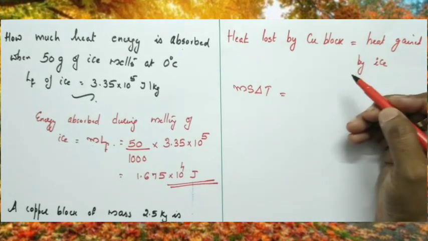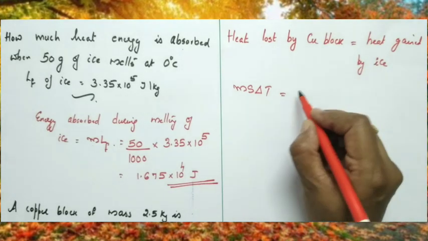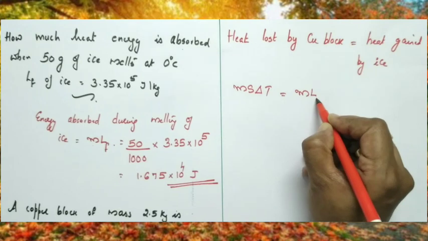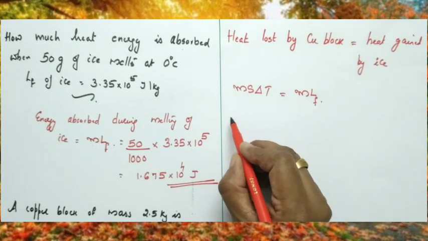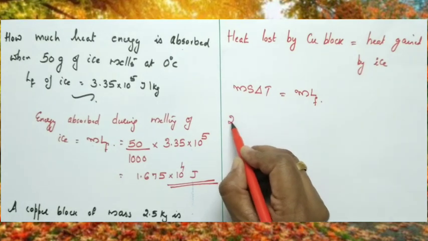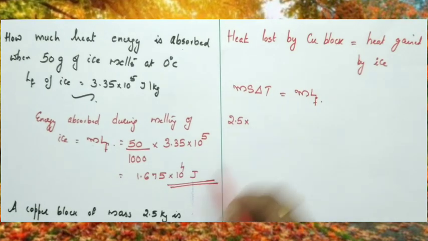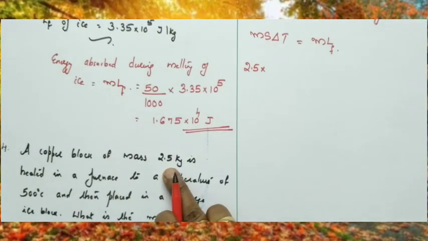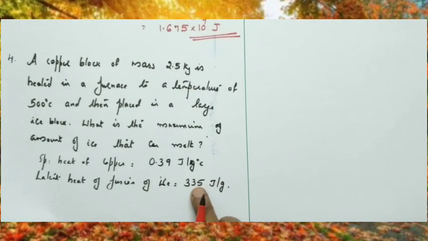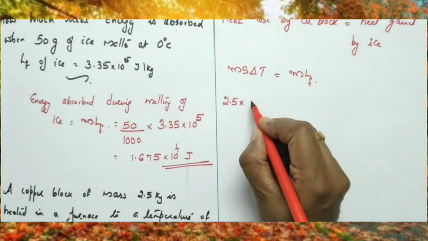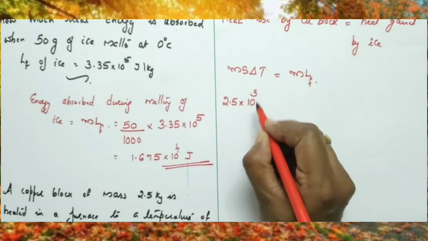When ice gains heat, it melts, so the heat gained is m into L_F. Clear, children? Here m represents the mass of the copper. We can substitute 2.5 kilogram, but we have to convert to gram because the specific heats and the latent heat are expressed in gram. So 2.5 into 10 raised to 3, kilogram converted to gram.